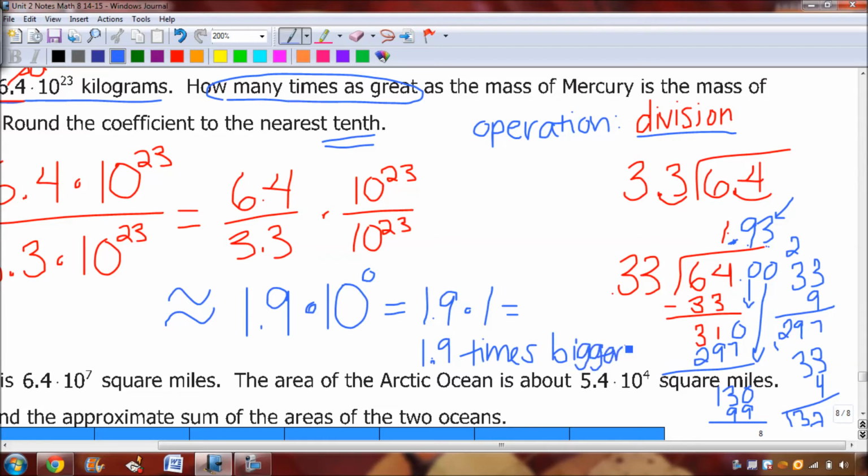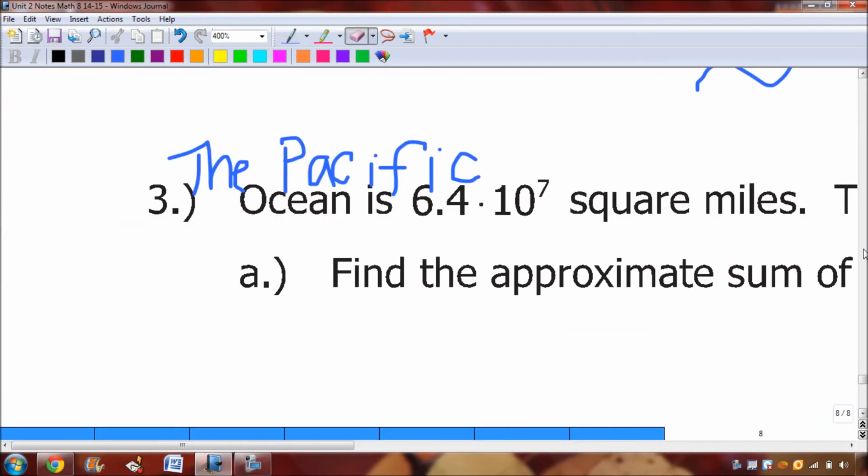Okay, now that was a lot of work and a lot of thought going into this problem. It always requires this much work and this much thought, okay? So make sure you're trying your hardest as you go through this. All right, you guys, number 3.